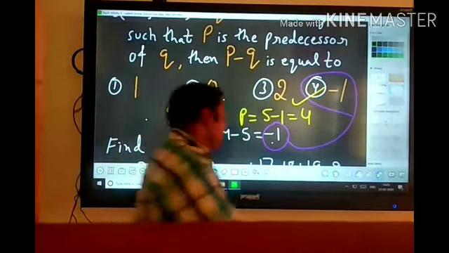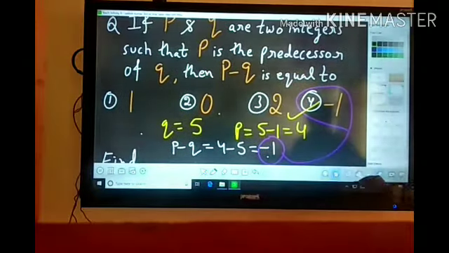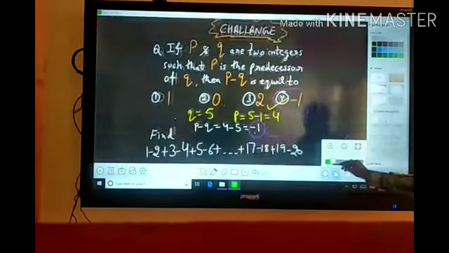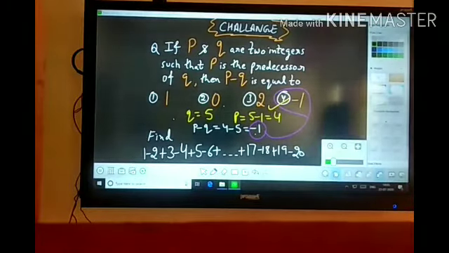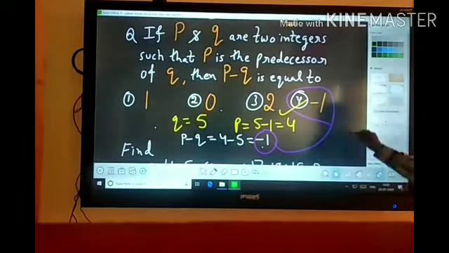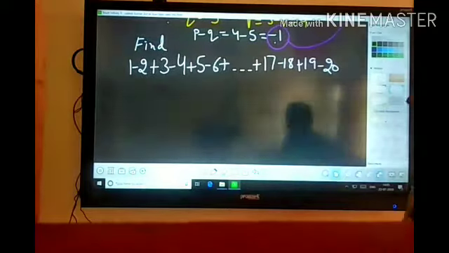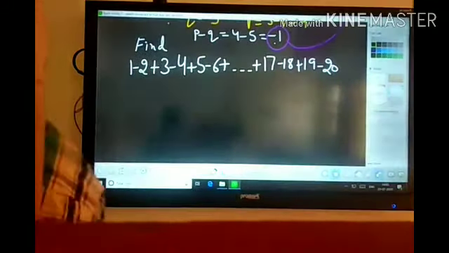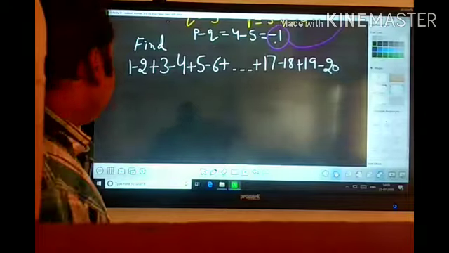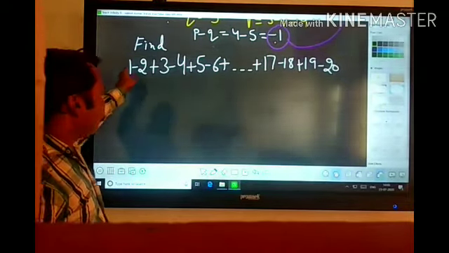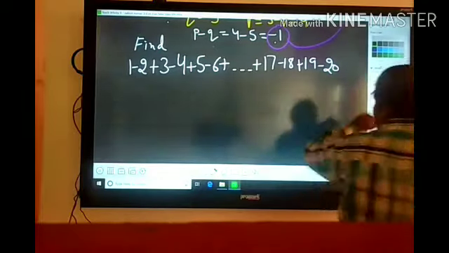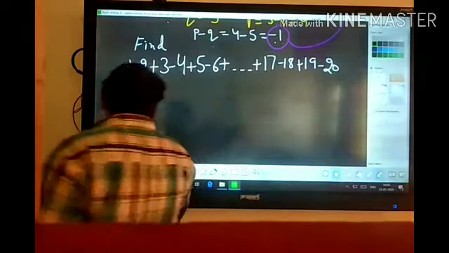Now we shall move on. Next question: we have to find the value of 1 minus 2 plus 3 minus 4 plus 5 minus 6 plus dot dot dot plus 17 minus 18, and up to the last, minus 20.